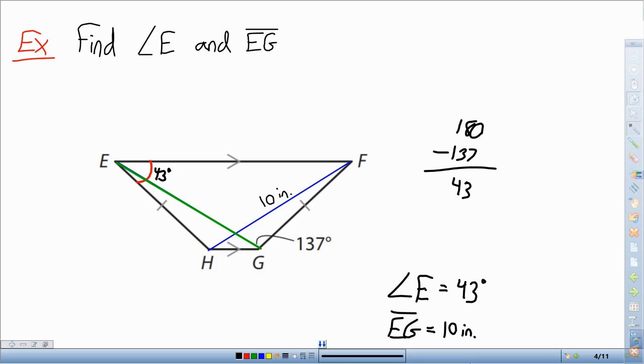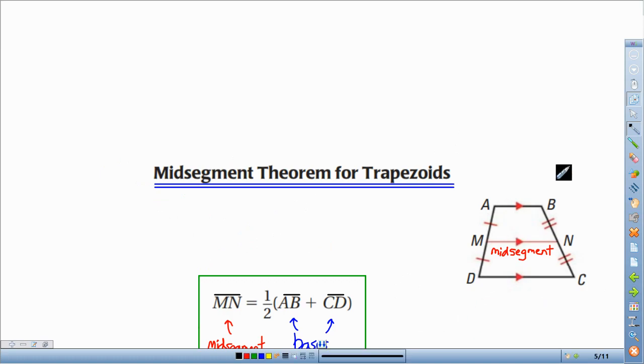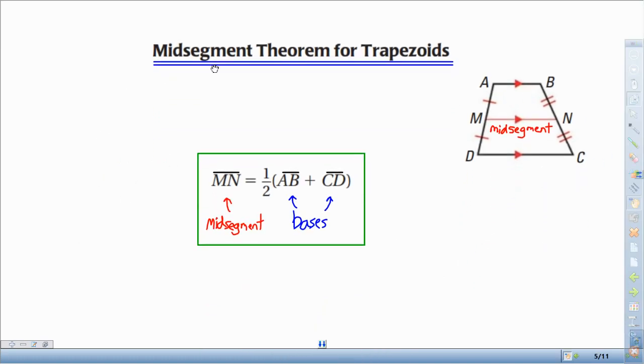So yeah, really simple stuff. Just remember the rules. Okay, let's keep moving. So here's the next big thing that this lesson deals with, and that's called the mid-segment theorem of trapezoids. Go ahead and copy this, get this formula here, put a box around it because this is an important one.